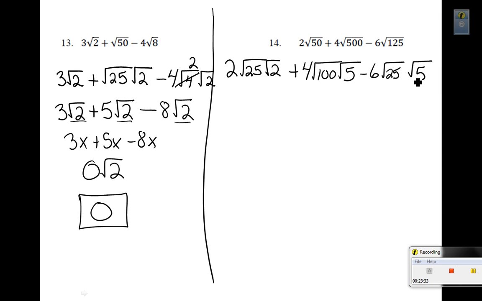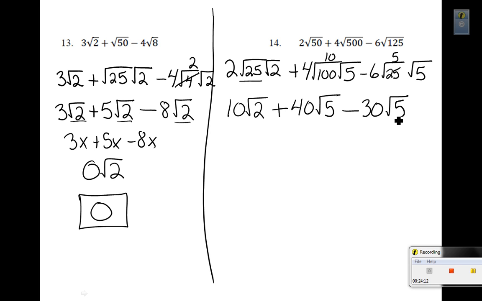So now you have to go through and simplify each. The square root of 25 is 5 times 2, so this piece now is 10 radical 2, plus the square root of 100 is 10. 4 times 10 is 40 radical 5, minus the square root of 25 is 5. 6 times 5 is 30 radical 5.